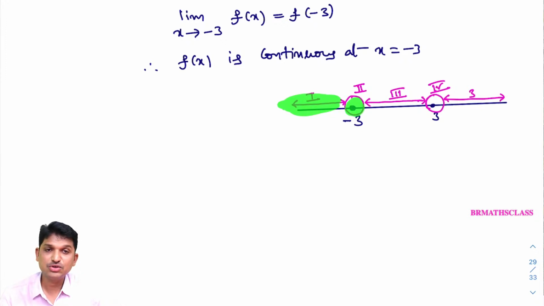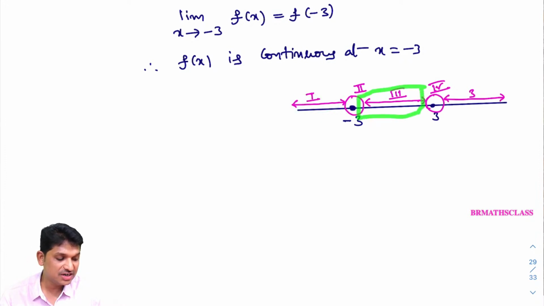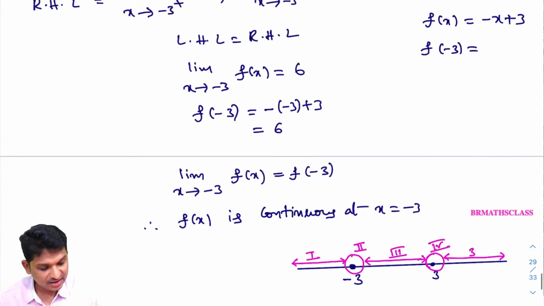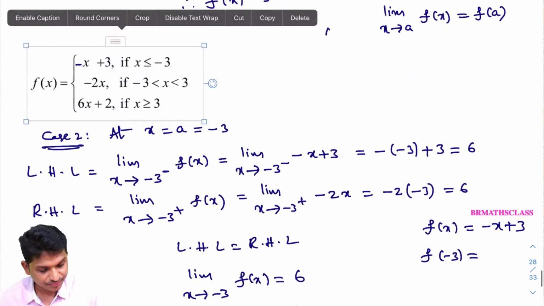Now case 1 and case 2 are over. Now case 3, I need to check continuity of the function in this zone. When x value is in between minus 3 and plus 3, is the given function continuous or is any point of discontinuity there, that we need to check. Okay, for that I'll bring the function, we need this.